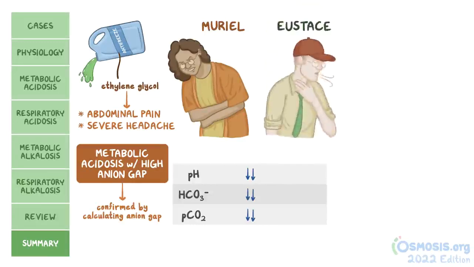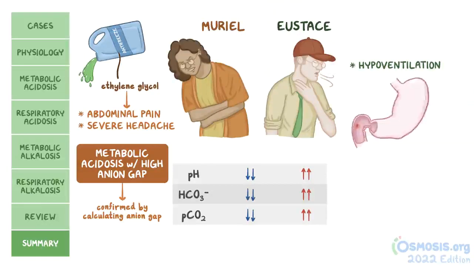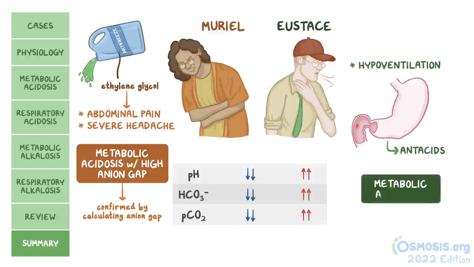Moving on to Eustace, he came in with hypoventilation, and the ABG showed high pH, along with high bicarbonate and high pCO2. Now, his history is positive for duodenal ulcers being treated with antacids, which we know are a cause of metabolic alkalosis. So given his history and the ABG results, we can say that Eustace has metabolic alkalosis, and he's compensating through hypoventilation.